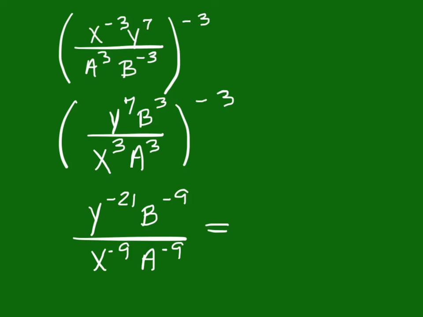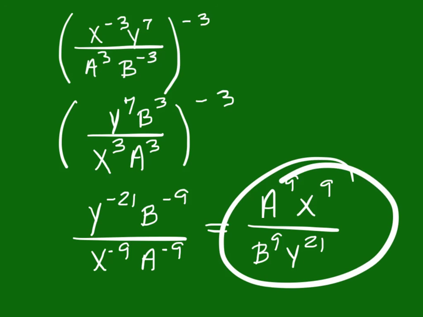Last thing to do is to simplify and put them in alphabetical order. The top goes to the bottom, b to the 9th, y to the 21st, and the bottom goes to the top, a to the 9th, x to the 9th.